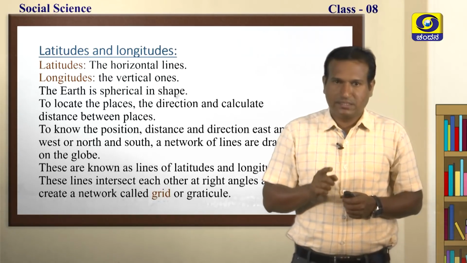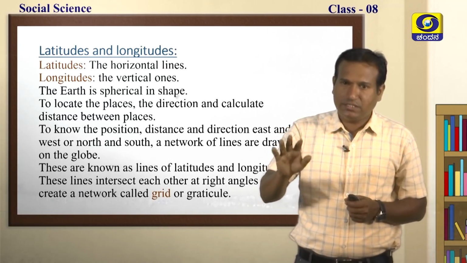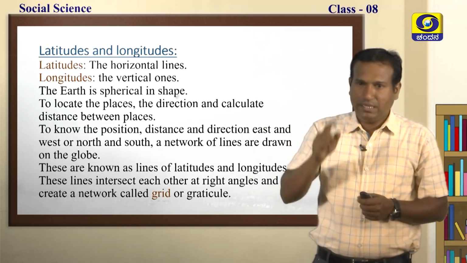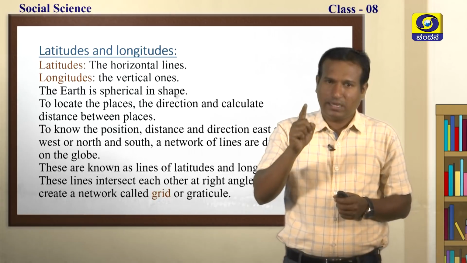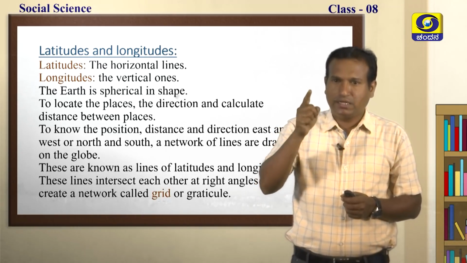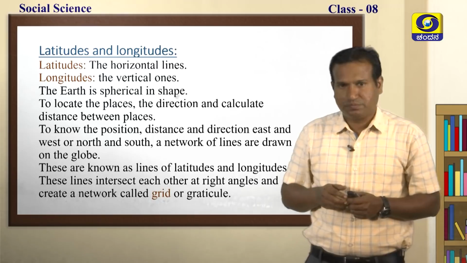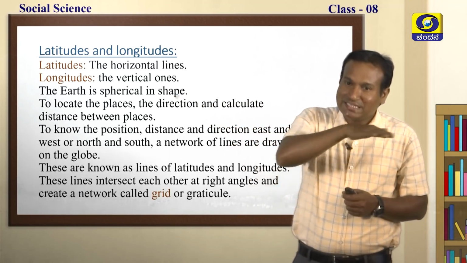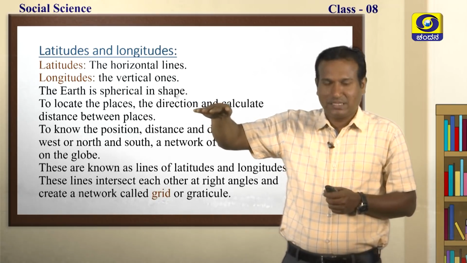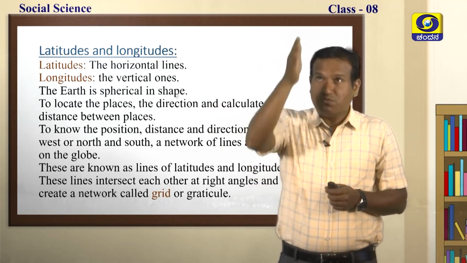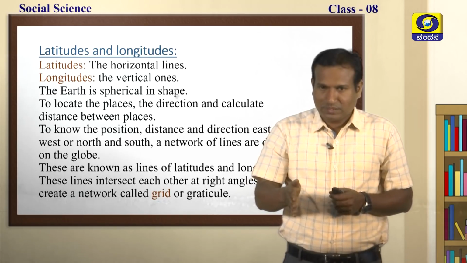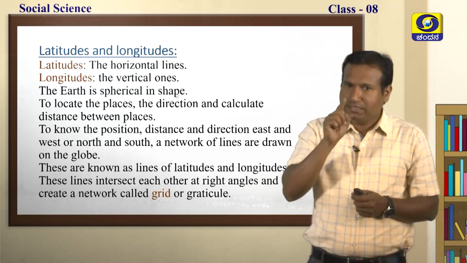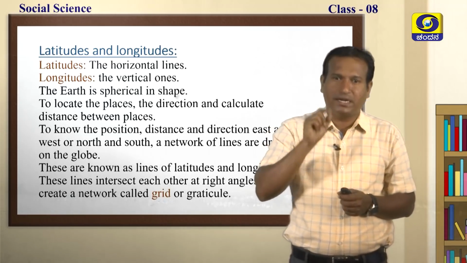Let us discuss the imaginary lines which are drawn on the map or the globe. These imaginary lines we call latitudes and longitudes. In earlier classes you have studied that latitude may be called the sleeping line. Longitude is a vertical line, nothing but the standing line.